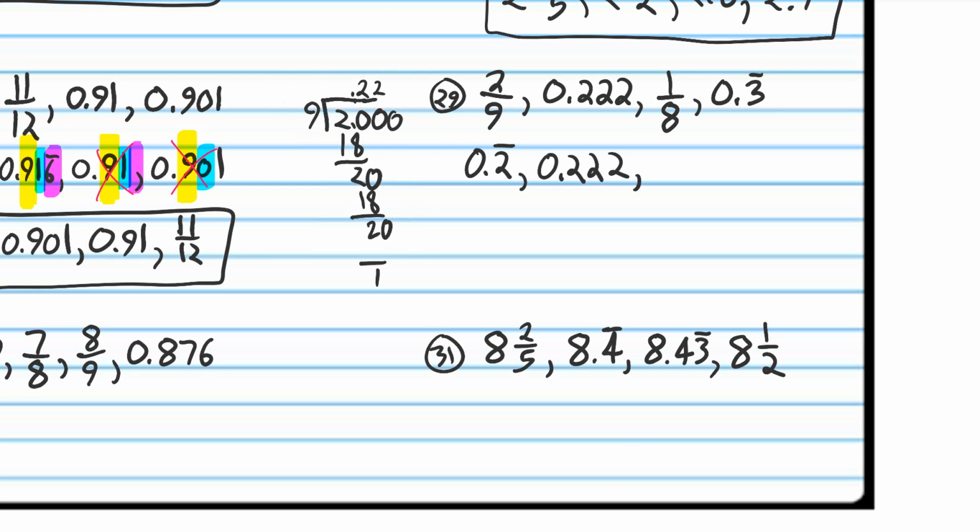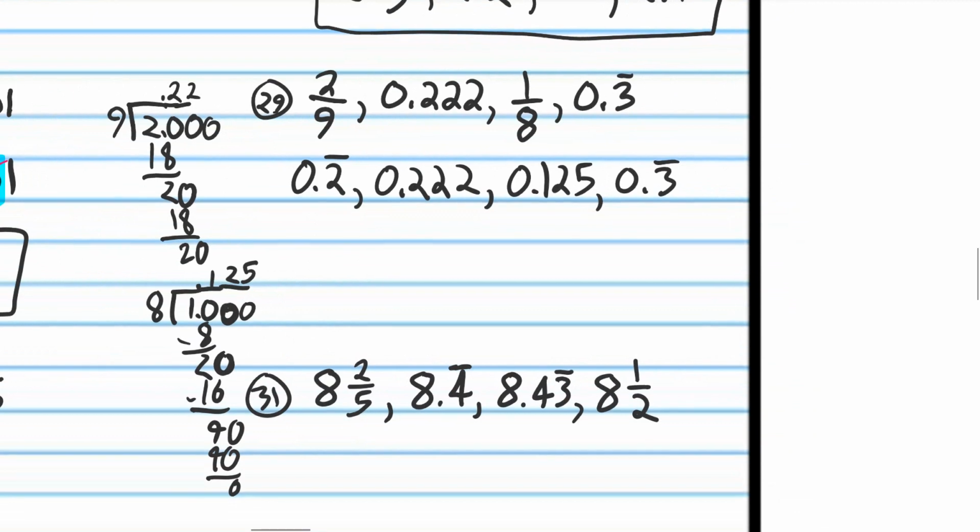And 1/8. Let me move this up and shrink it a little bit. We're going to do 1 divided by 8. 8 doesn't go into 1. Add a 0 and a decimal. It goes in 1 time. Remainder 2. Bring down a 0. 8 goes into 20 2 times. 8 times 2 is 16. Remainder 4. Bring down a 0. 8 goes into 40 5 times. Remainder 0. Bring the decimal straight up. So you have 0.125. All right, so now they're all decimals.